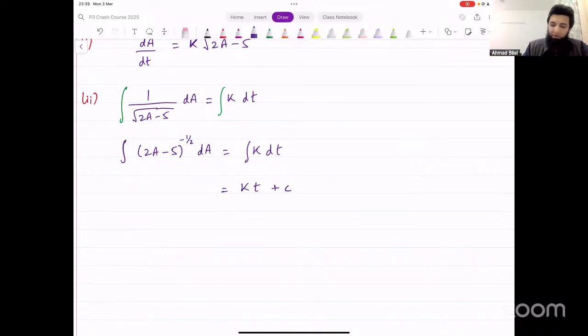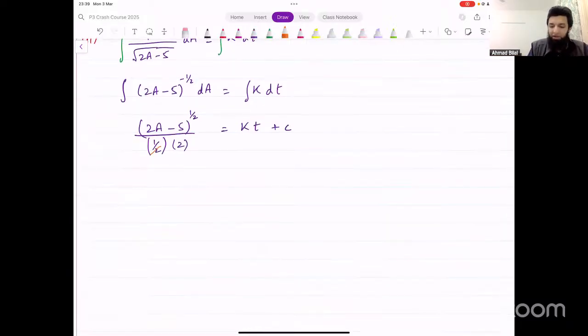On the left side, how do you integrate this? Can we use the power rule? The expression inside the bracket is a linear expression. So yes, we can use the power rule on this. What is the integral going to be? We add 1 to the power. Minus 1 over 2 plus 1 becomes 1 over 2. Divide by the new power, divide by 1 over 2. And also divide by the derivative of this thing. What's the derivative of 2A minus 5? It's 2. That's the integration on the left-hand side. 2 and 2 get cancelled. And we're left with 2A minus 5 whole raised to the power of 1 over 2 equals kt plus c. Okay, so that's the equation that we have.